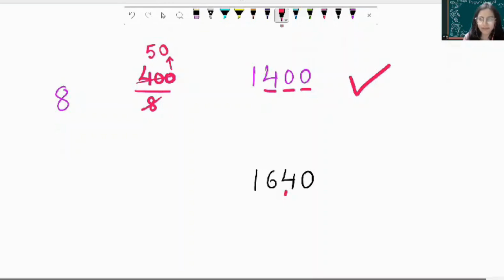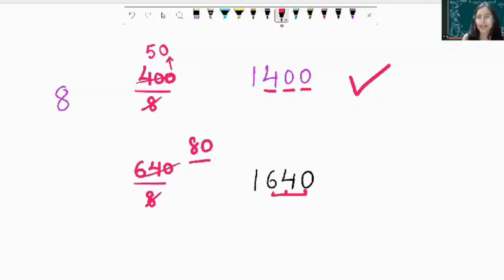Next number we are having 640, right? So let's check 640. Divisible by 8 or not? 8 times 8 gives us 64, right? So we put 1 zero, it is going to be 80. So if we are able to divide 640 by 8, it means the whole number is also divisible by 8, right?